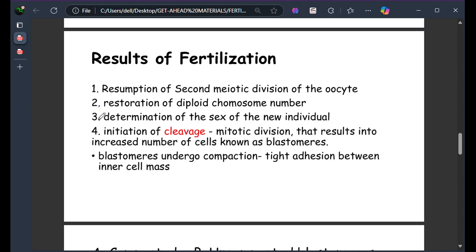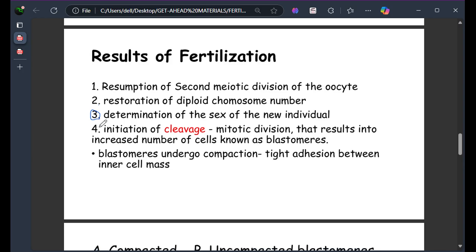And then there's also determination of the sex of the new individual. At this point, you can tell genetically that it's a lady or a girl. Okay, genetically you're able to tell. What did I say? A lady or a girl? Okay, it will be a lady or a gent, depending on the chromosomes.